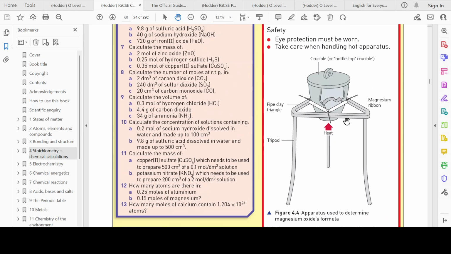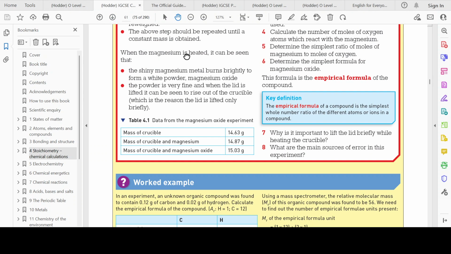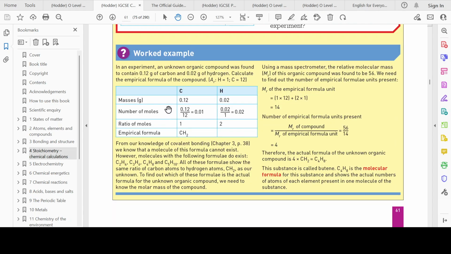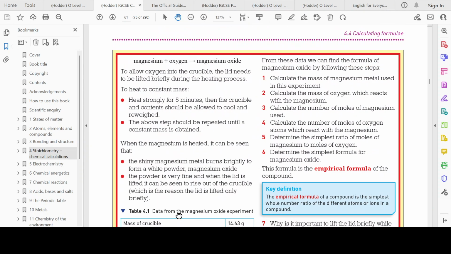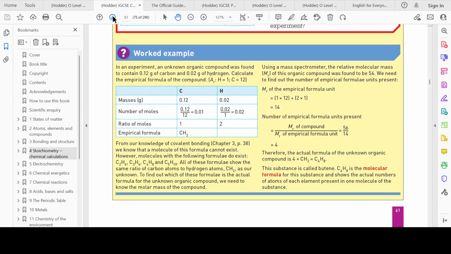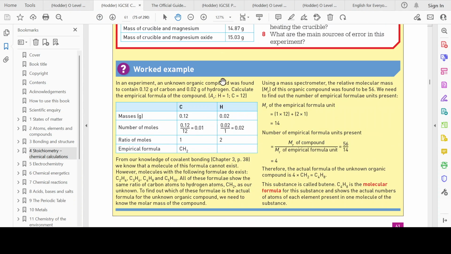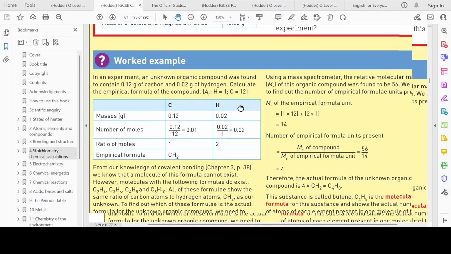I've done this in a lab way back when, and something even more advanced than that. They go through this with a worked example, and that's what I'll share with you. So in an experiment, can I zoom in further?